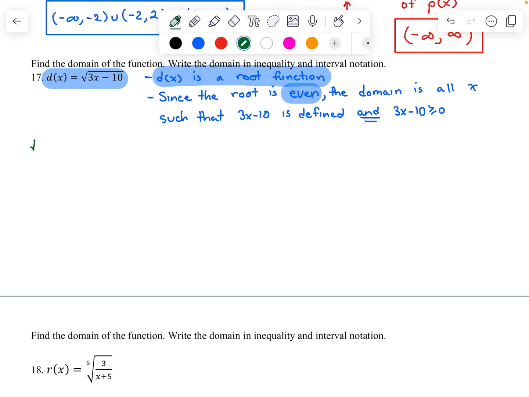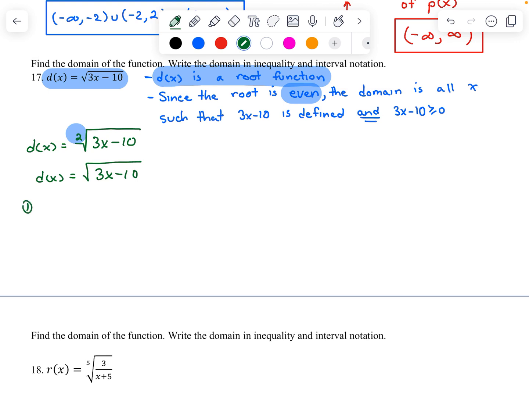Well, I can rewrite d of x with a 2 right there, and I'll highlight it. The index of this root is 2. However, in mathematics, if we have an index of 2, we do not write it. And since that 2 is even, the root is considered even. So I'm going to rewrite d of x without the 2. And now I'm ready to find the domain.